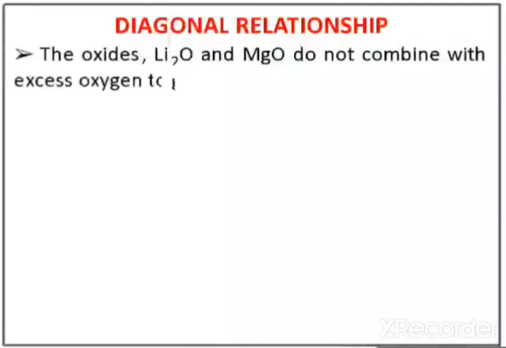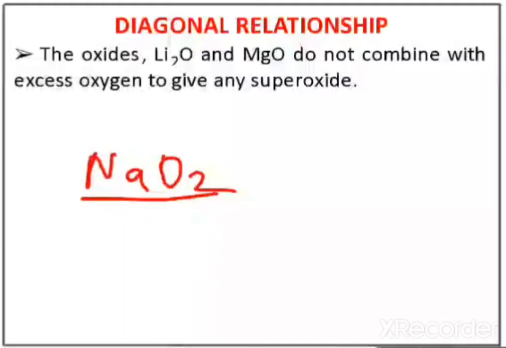The oxides of lithium and magnesium do not combine with excess oxygen to give any superoxide. What are superoxides? We'll discuss superoxides later. Here is a brief discussion: NaO2 is a superoxide. This NaO2 is a superoxide; peroxides and many more oxides are there. So we will discuss later.